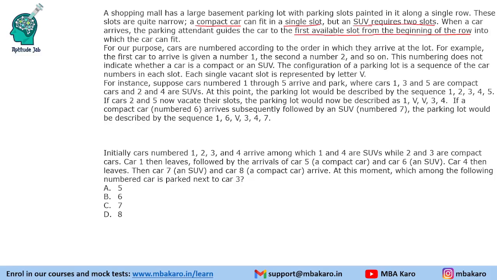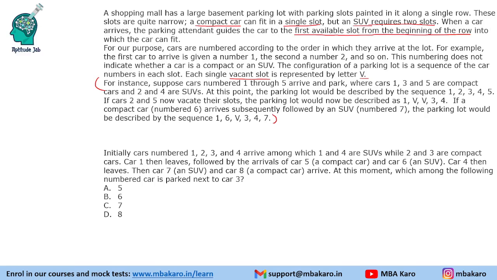The configuration of a parking lot is a sequence of the car numbers in each slot. Each single vacant slot is represented by the letter V. So a vacant slot is represented by V and we are given the configuration. Now it is important to read and understand this paragraph because that will help us understand how these cars are numbered, how they are ordered, and what happens if a car leaves and another car comes.